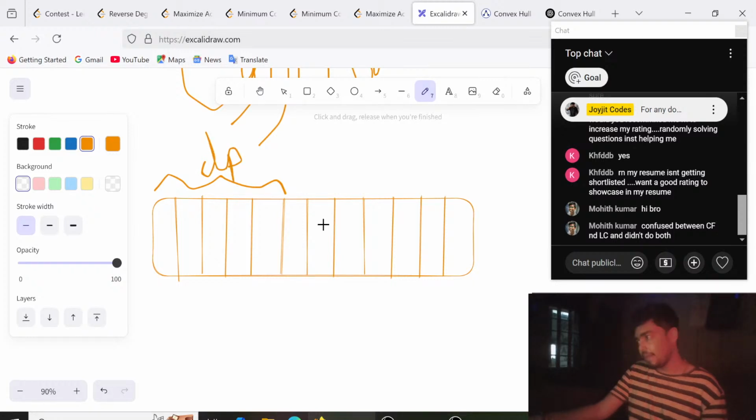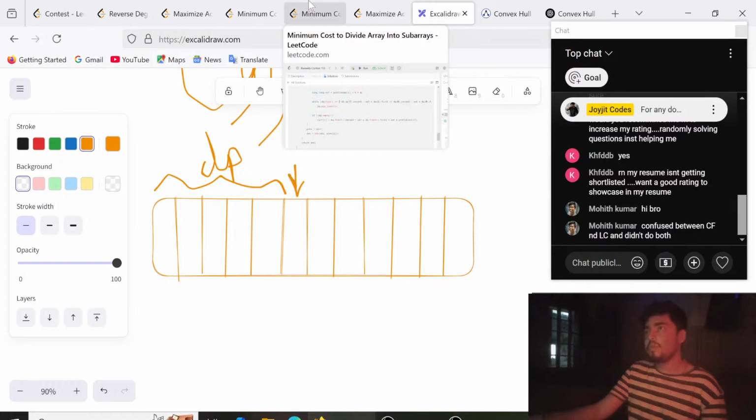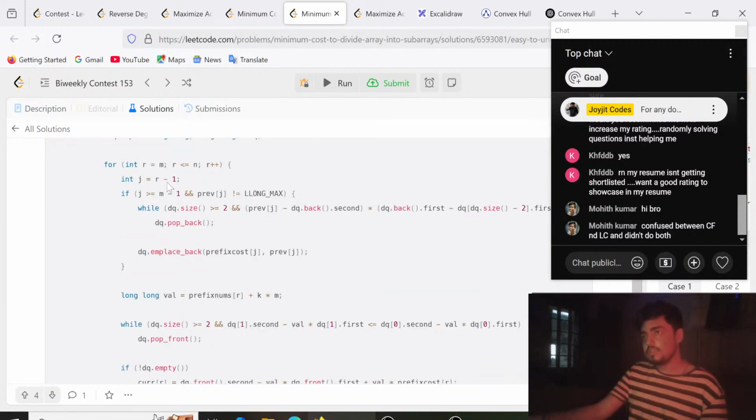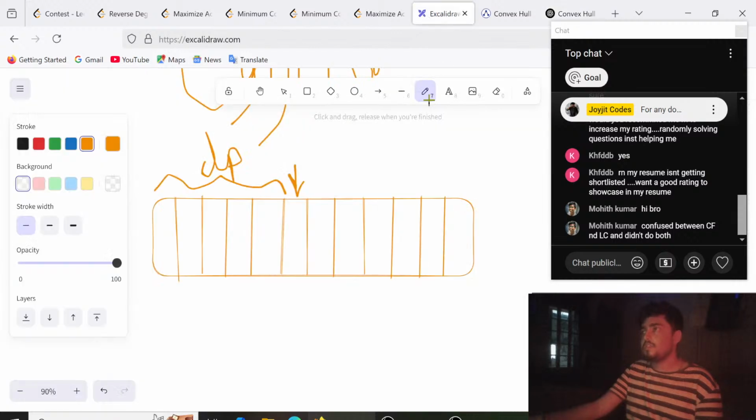Okay, now from the next position, what we are doing is, let's look into it. For the next positions, we are going to find out all the things: the prefix of cost of j from the previous of j. That is, let's say all of them we did individually.